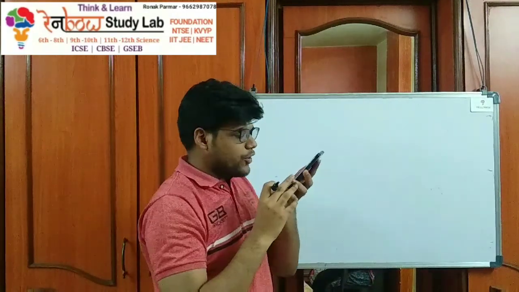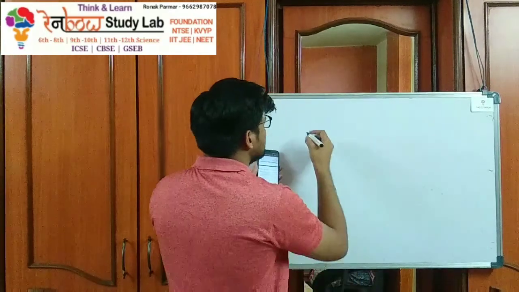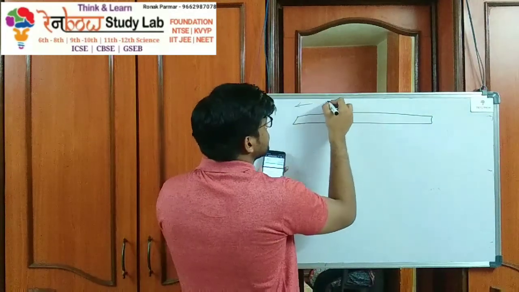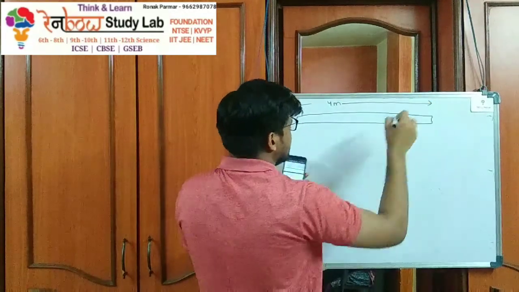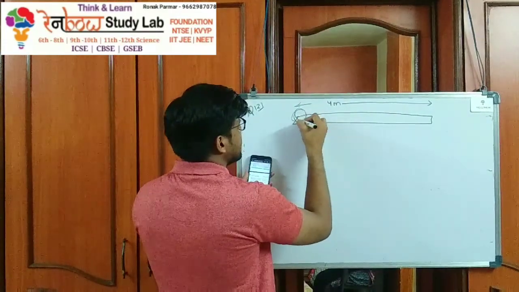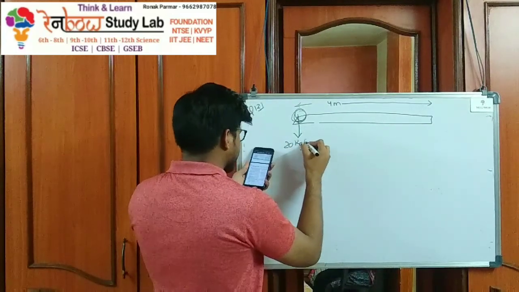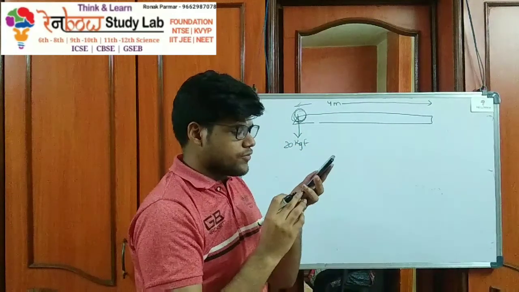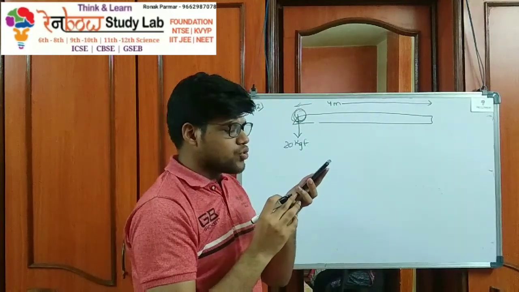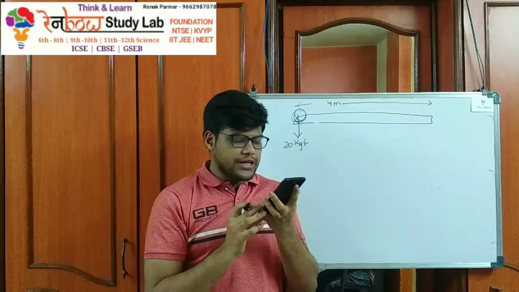When a boy weighing 20 kgf sits at one end of a 4 meter long seesaw, so there is a seesaw, total length is 4 meter, and a boy of 20 kgf is sitting on one end, is applying 20 kgf. He is on one of the ends. It gets depressed at this end. How can it be brought to the horizontal position by a man weighing 40 kgf?